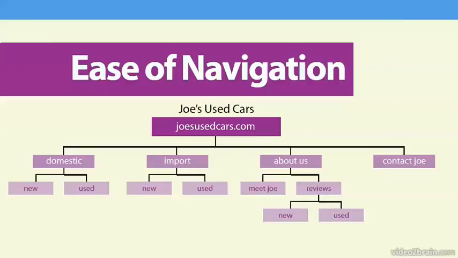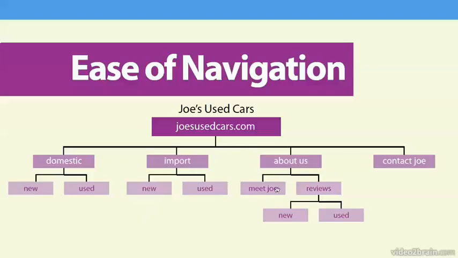Here's a simple site, joesusedcars.com, just a simple one that I made up, but I wanted to just demonstrate to you that this is the home page, and these are the 4 pages that come directly off the home page: domestic, import, about us, and contact Joe. We also have, from some of those pages, pages offshooting from there. So from the domestic page, we have a new and a used page. From the import, we have a new and a used.